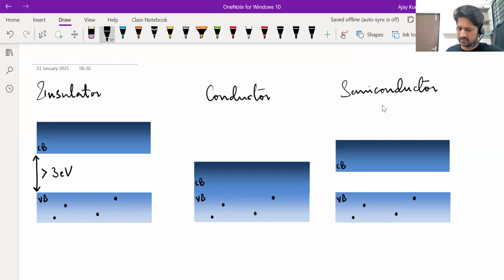In conductors, there is practically no energy gap between the valence band and conduction band. In most cases, they even overlap. So there the energy gap is zero.